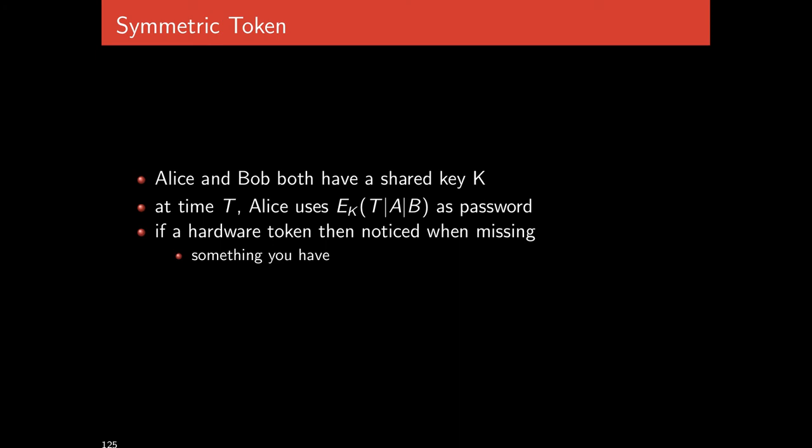Another form of authentication: Alice and Bob have a shared key K, so somehow they share a key, and at any particular time T, Alice uses the code that is generated by encrypting the time, her name, Alice, or username, or what have you, and Bob's name, who she's trying to connect to. The encryption of that with the secret key K is the password. Alice can compute this, Bob can compute this. Obviously, if you're using time, you're going to have to round it. You don't want millisecond granularity, but say every 10 seconds. If you've ever used an RSA-like token, this is basically how they work.